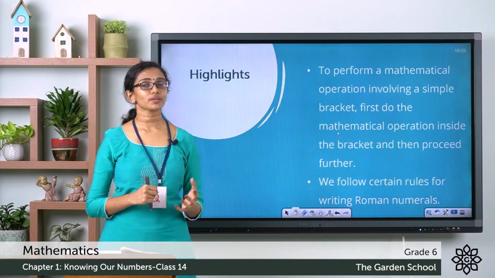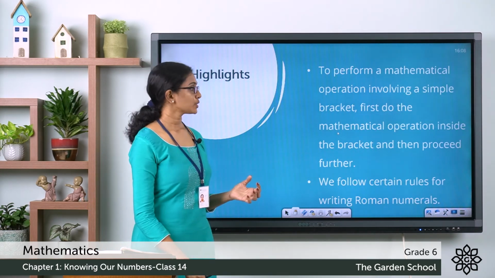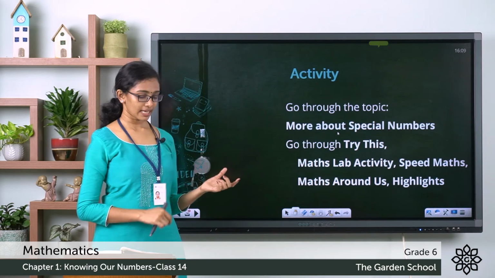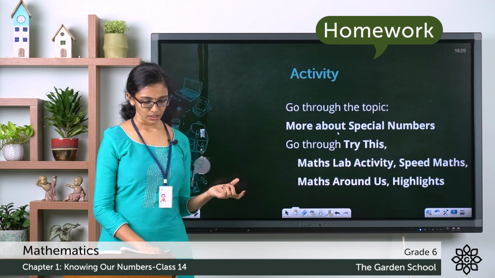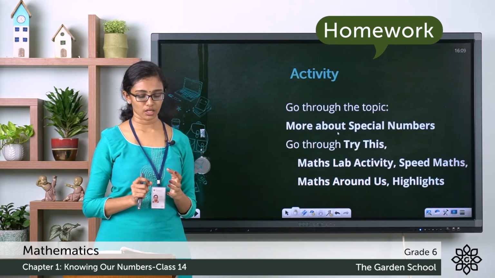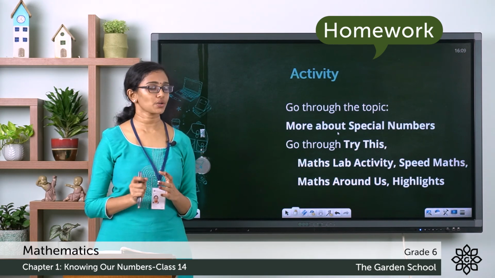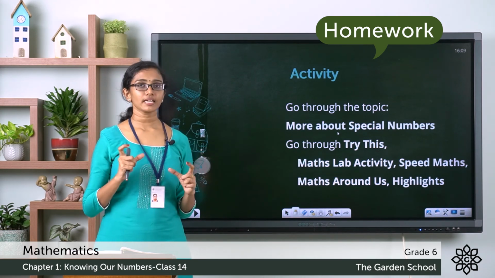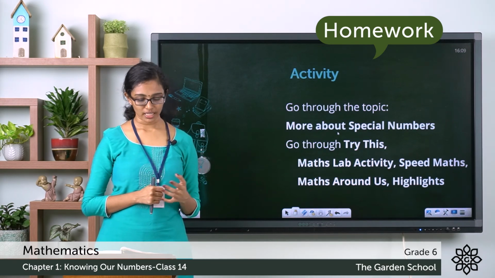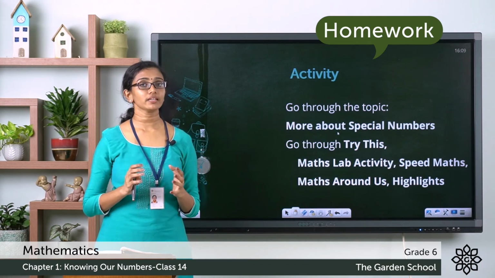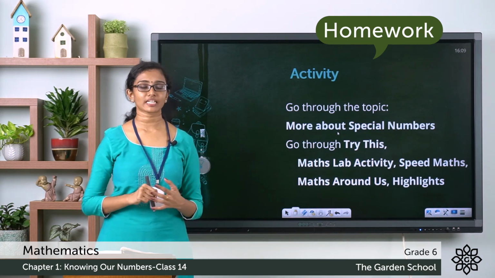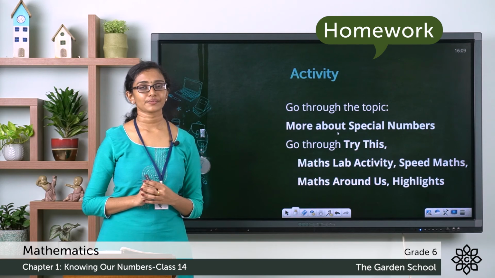So please go through all the concepts once again, and today you have to go through the topic more about special numbers once again. Then in page number 14, you have this exercise called Try This. Just have a look at it and you can note down your answers to the exercise in your notebook. Then there is an activity given in the same page, Maths Lab activity to generate the multiplication table of any 2-digit numbers. Have a look at it and do try to do this activity with the help of your parents.